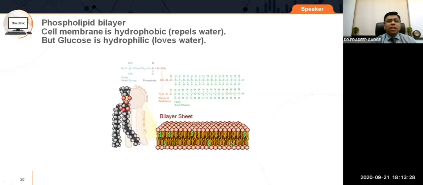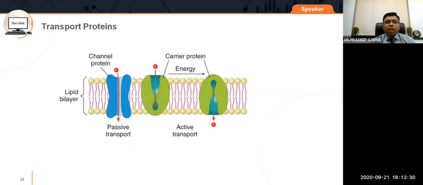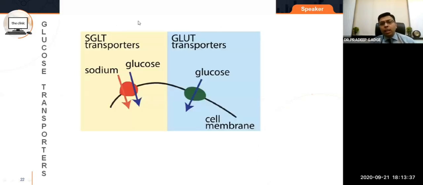And hence, we need carrier proteins called glucose transporters for transport of glucose from outside of the cell to the inside of the cell, because glucose is basically needed inside of the cell for production of ATP. And as I told you, ATP is life. Everything, whatever we do, is because of the energy which we get from ATP.